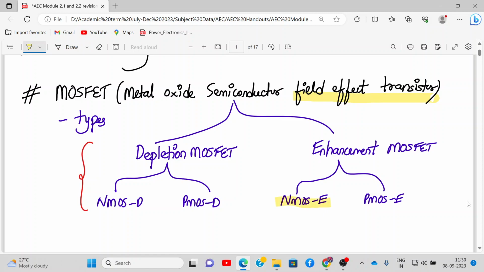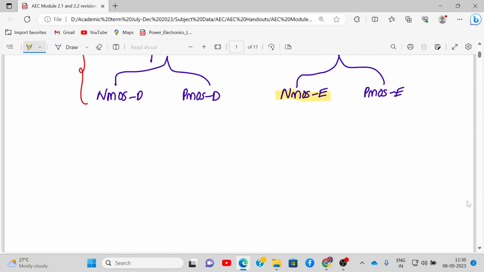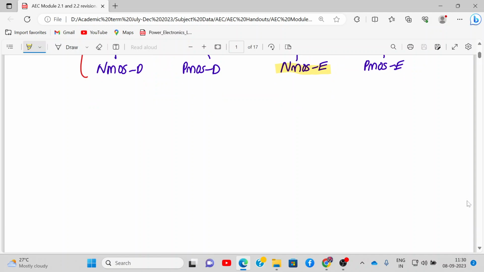At the end, in a few minutes, you will get to understand what is the difference between depletion type MOSFET and enhancement type MOSFET. So let's begin with NMOS. The story over here doesn't begin with MOSFET first. First it begins with this device.